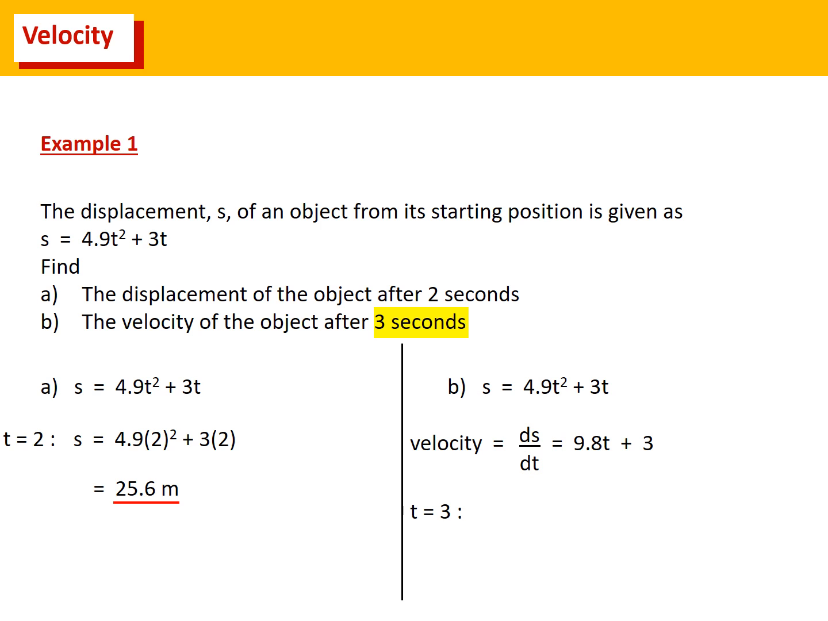Now we want the velocity after 3 seconds, so we substitute t equals 3 into our expression for velocity, and that gives us 32.4, and the units are meters per second.